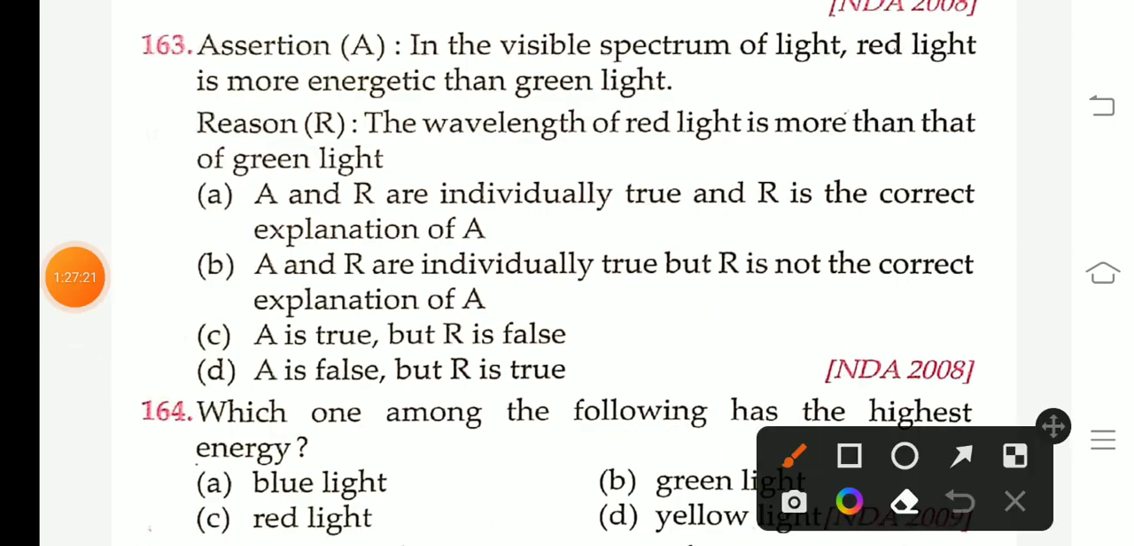Next, assertion A. In the visible spectrum of light, red light is more energetic than green light. Reason R. The wavelength of red light is more than that of green light. Right answer will be option D. A is false but R is true.